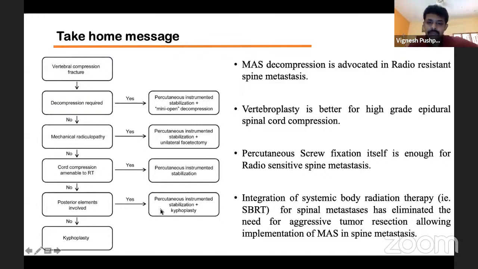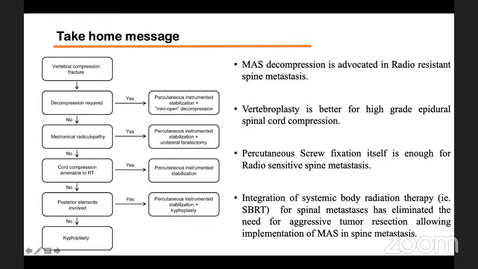Thank you, sir. Thank you very much, Vignesh, for sticking to time and being very, very precise. To stay on time, let me invite one opinion from our president, Dr. Rajkumar Deshpande, sir.